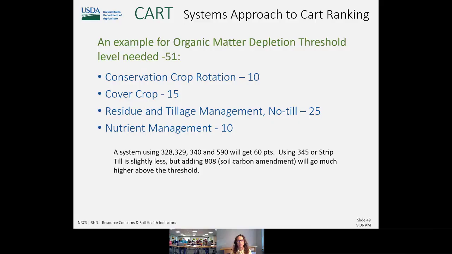So you could use a system that incorporates conservation crop rotation for 10 points, cover crop for 15, residue and tillage management, no-till for 25, and nutrient management. So that would total 60 points. You would meet the threshold and move forward with that. You could also add other practices like soil carbon amendment, and that will go much beyond the threshold points.